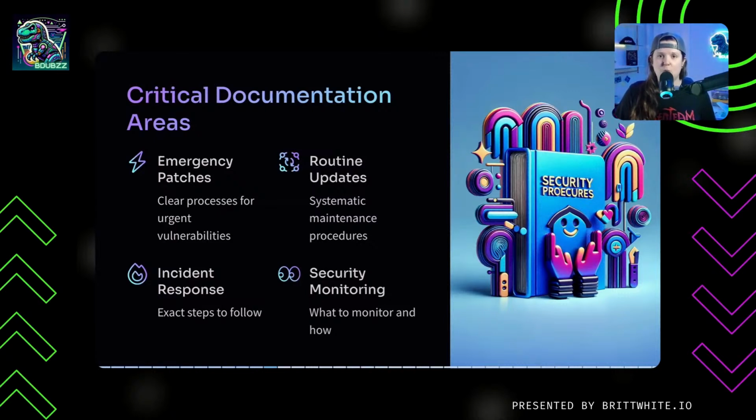You've got to detail what to monitor, how to monitor it, and then response procedures for any suspicious activity. Remember Equifax back in 2017? Delaying a known vulnerability patch for 2 months led to 147 million stolen records. Don't let that be you. In maintenance, speed and process are your best friends.